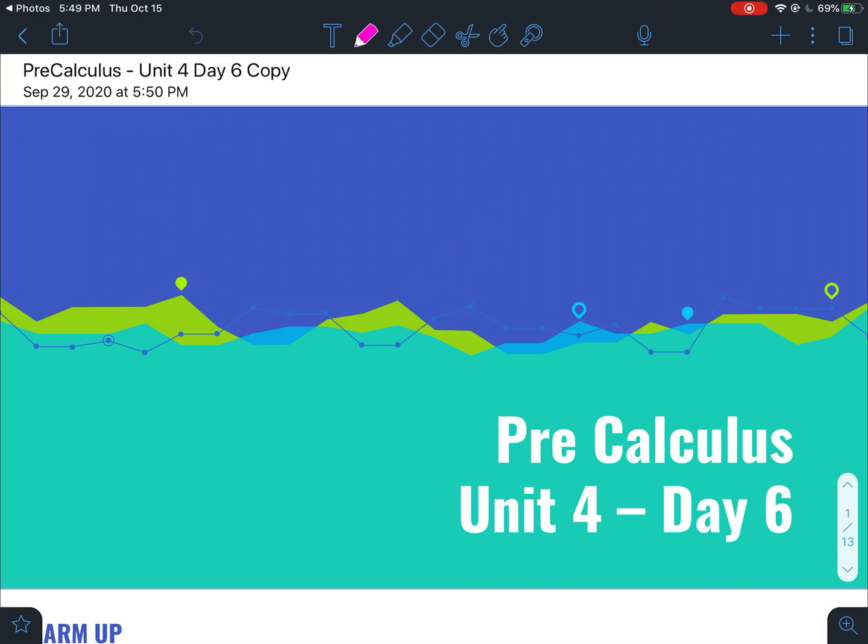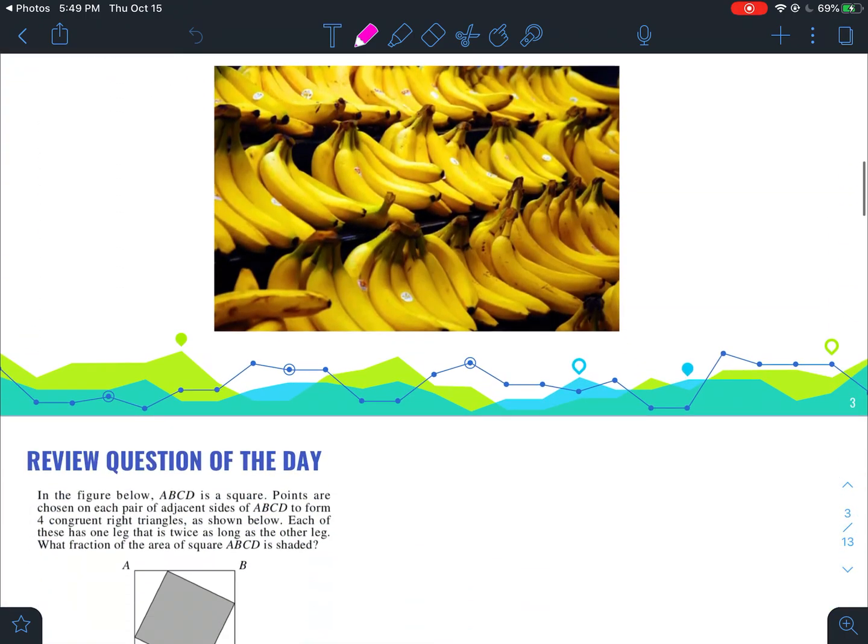These are your notes for Unit 4, Day 6 of Pre-Calculus. If you would like to see the warm-up, review question, or any homework questions we covered in class today, just look at the finished notes.